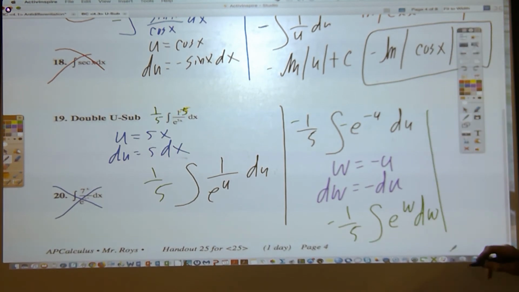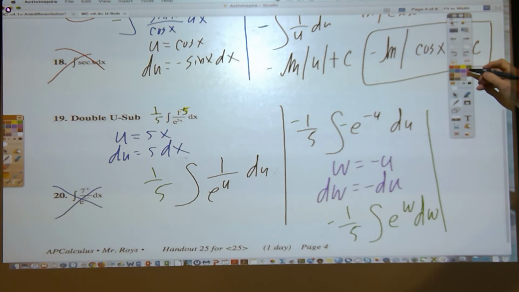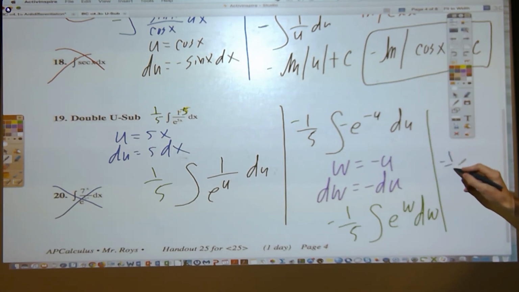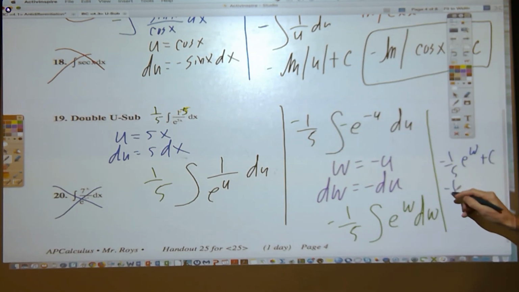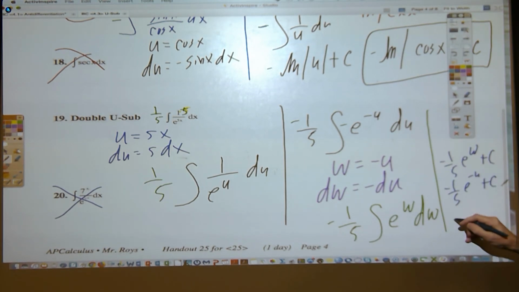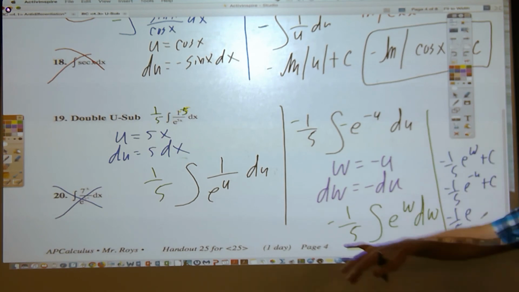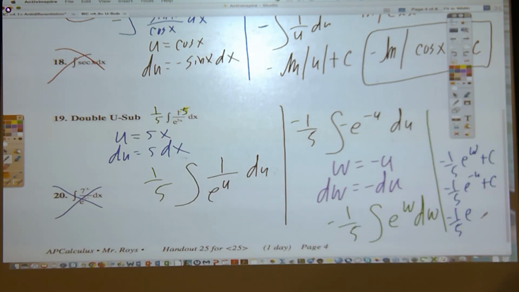So finally, I can write that as e to the w. Antiderivative of e to the w, so it's negative 1/5 e to the w plus c. I've got to work my way all the way back to x, so I replace w with negative u, and then for the final answer, replace u with 5x. So the final answer is negative 1/5 e to the negative 5x plus c.